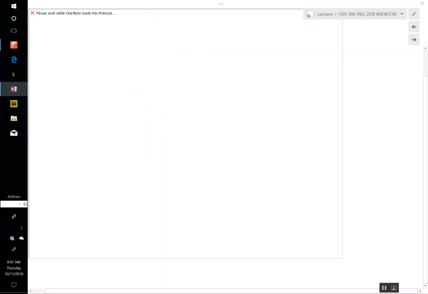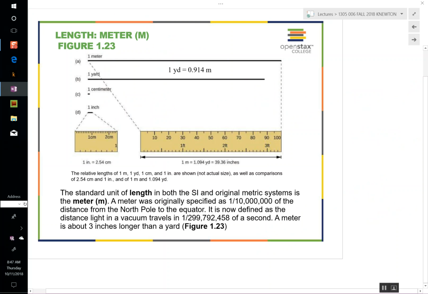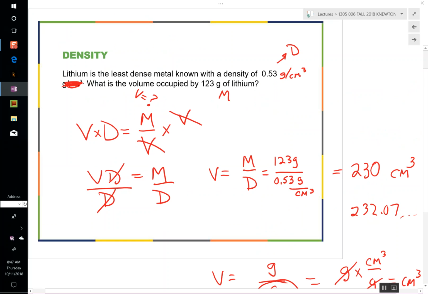Okay. Okay, now let me see your thing here. Oh, I don't have a good density problem here.